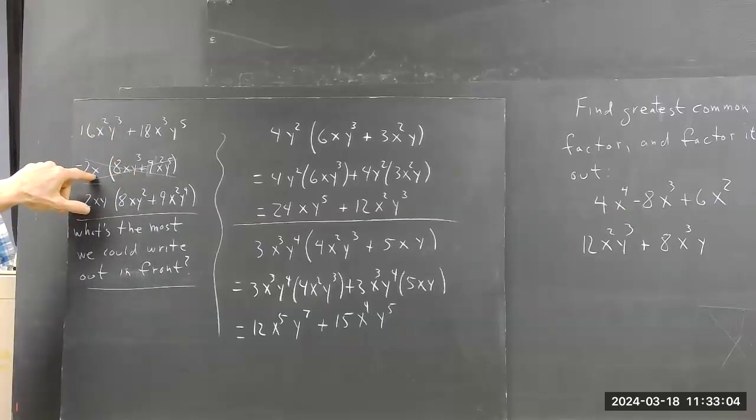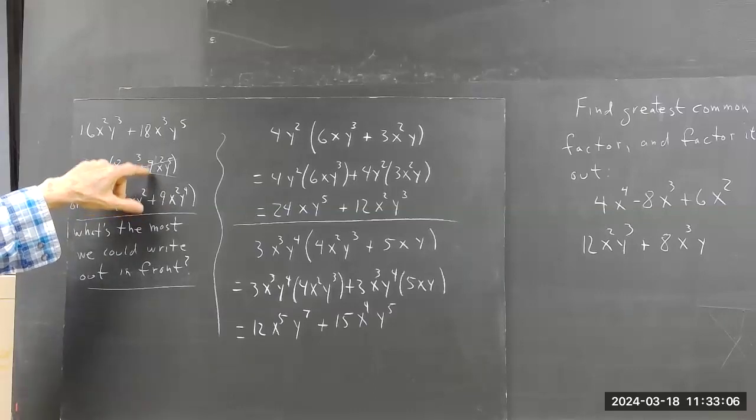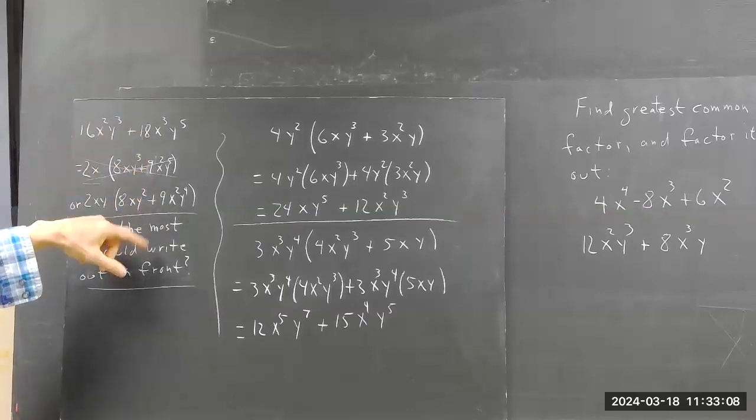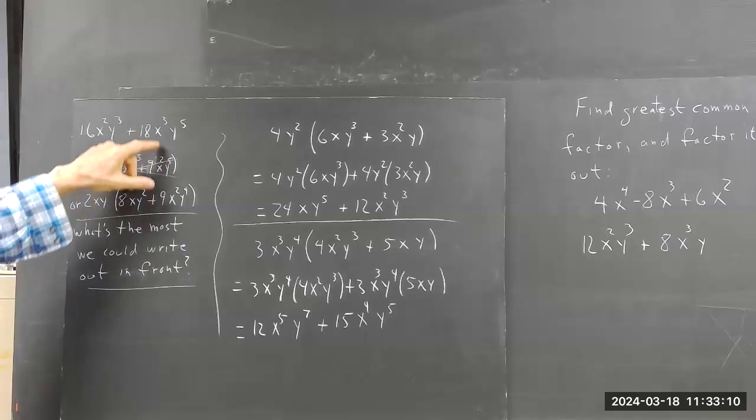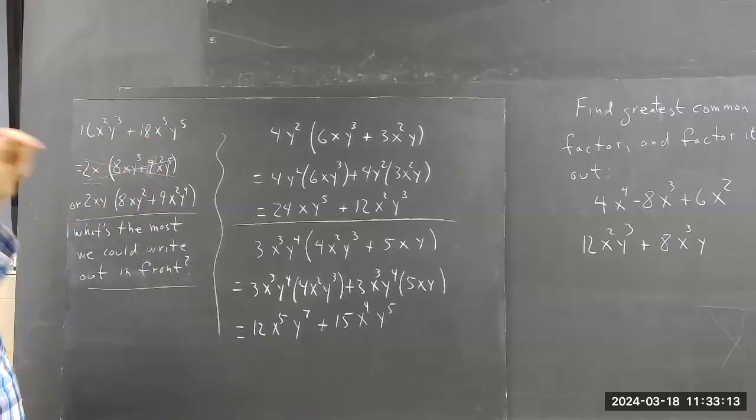And if we did a 2x here, then we'd have to have a 9 here, for 2 times 9 gives us 18. X times x squared would give us x cubed. And we'd have our y to the fifth. That's good. Well, we could also write this.